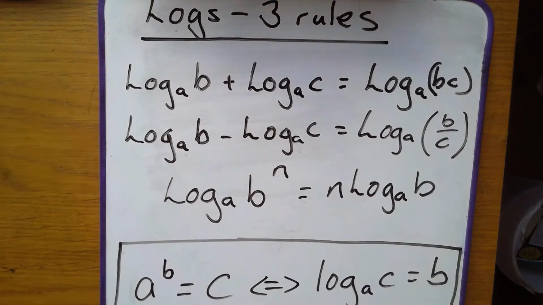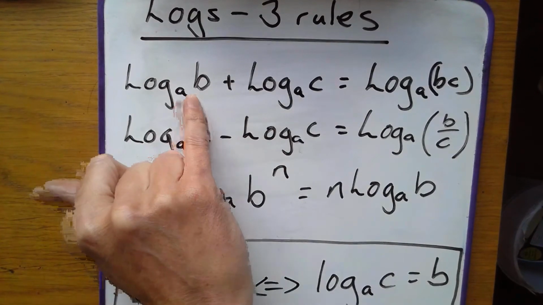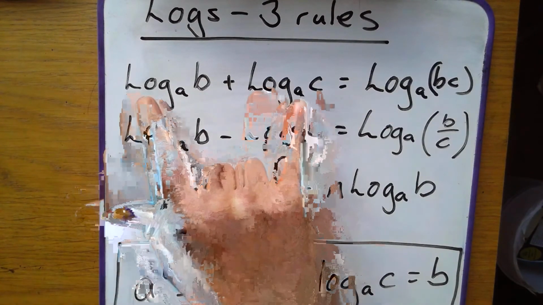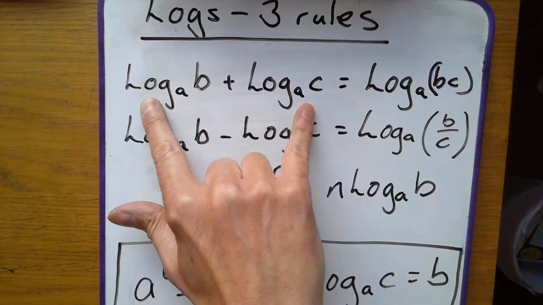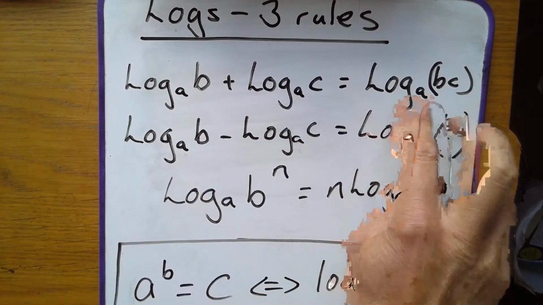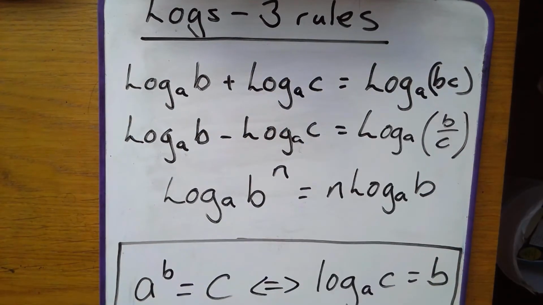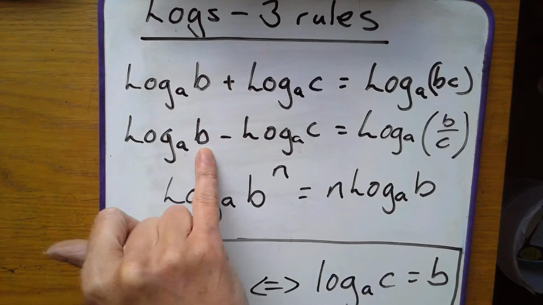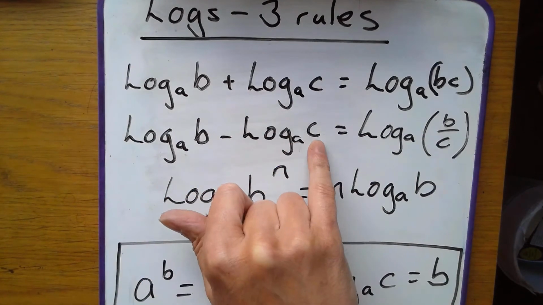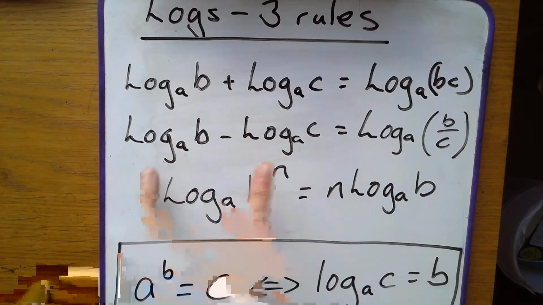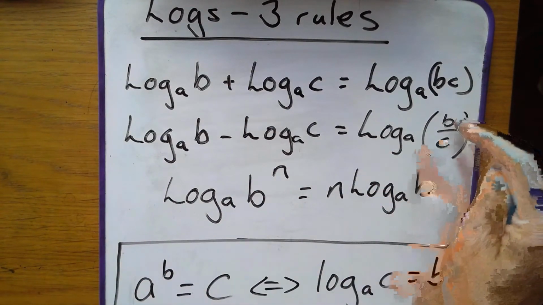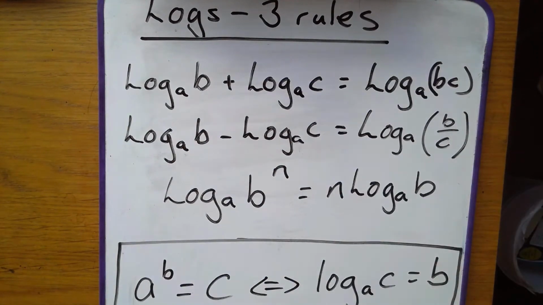So if we have log to a base of a number, and we have log to a base of another number, and we add those two logs together, the answer will be the log to that base of the two numbers multiplied together. Similarly, if I have log to a base of a number, and I have log to the base of another number, and I subtract one from the other, I end up with log to that base of the first number divided by the second number.